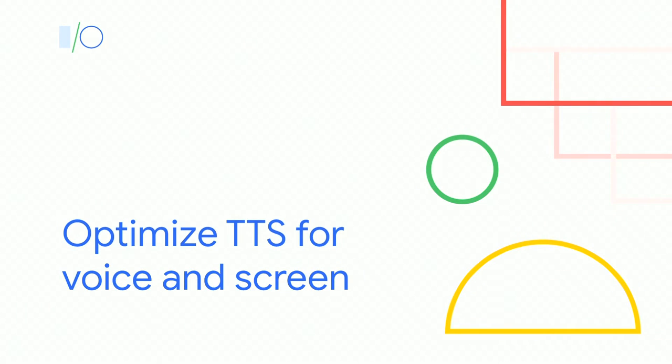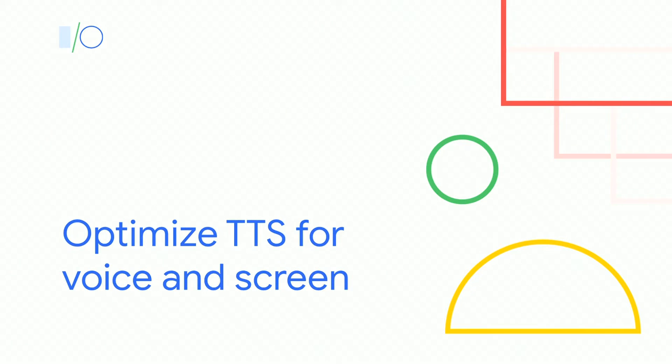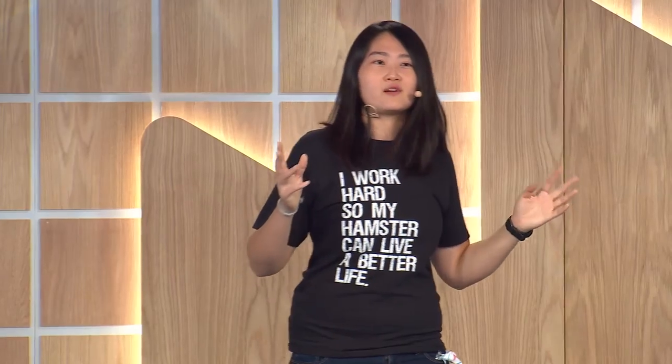Now, you have learned how to create a carousel in code. It is very important to optimize your TTS, text-to-speech, for voice and screen. What that really means is pretty much like me giving a presentation. Do you want me to read the words from the screen word for word?